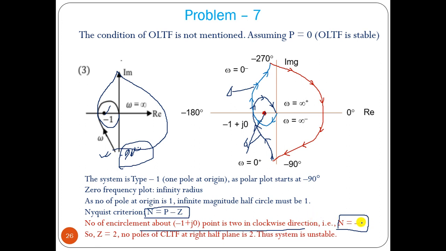Here it is clockwise, so N equals minus 2. P equal to 0, so Z equal to 2. So the number of poles in the right half plane is 2. So the system is unstable. So the third system is unstable.